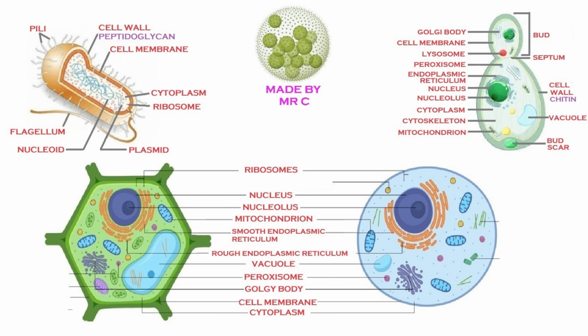Peroxisomes, as we said before, break down hydrogen peroxide. The Golgi apparatus stores, modifies, and packages organic molecules for transport out of the cell in vesicles. The cell membrane decides what moves in and out of the cell. And the cytoplasm is the fluid inside the cell.